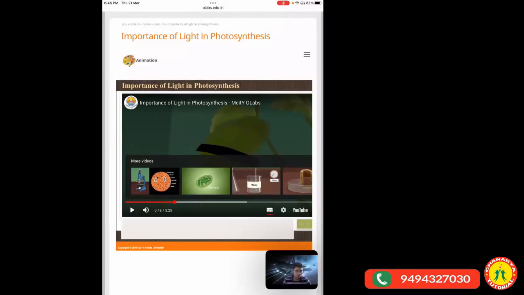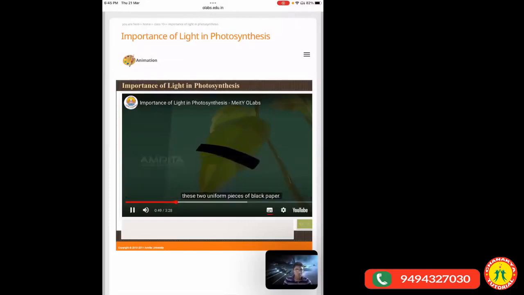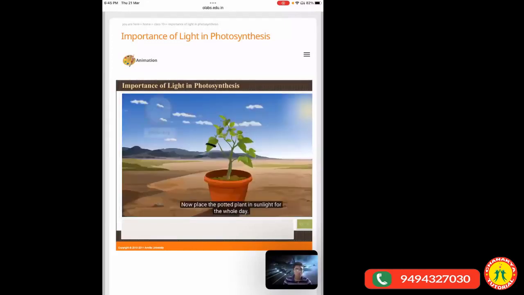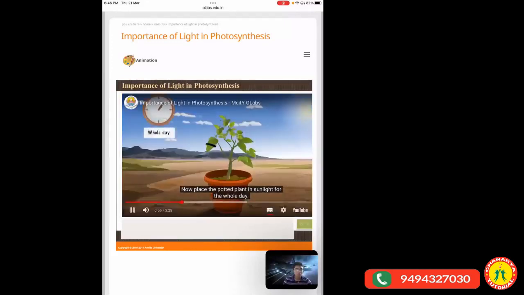After that, we have to take 2 strips of the black paper and then we need to cover the leaf. Not completely, but the part of a leaf we need to cover from both sides, the upper side and the lower side, by using these 2 uniform pieces of black paper. Now, place the potted plant in sunlight for the whole day.